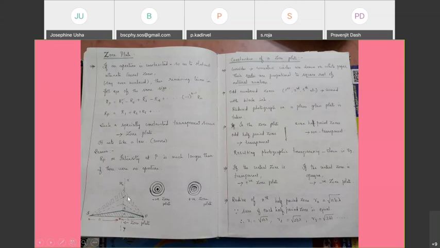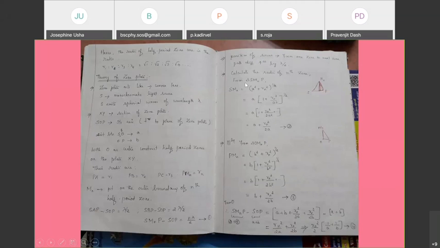SMNP. In the triangle, consider this. So in order to calculate the radii of the nth zone, I'm just considering this triangle. From this, you find out what is SMN.